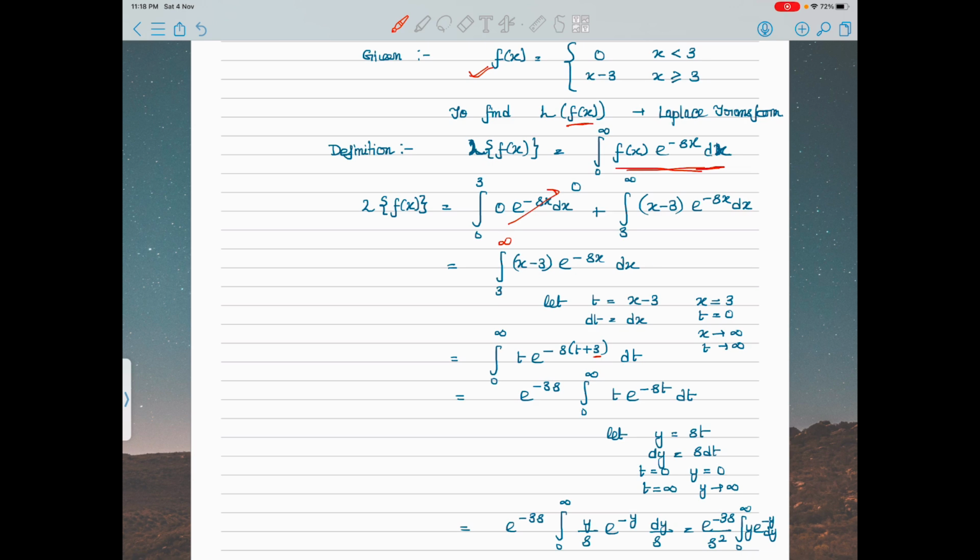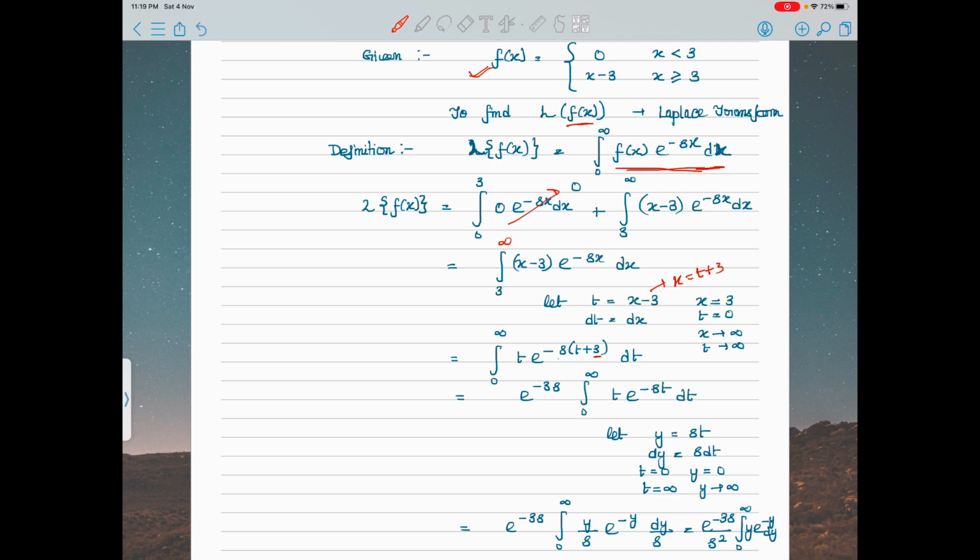Now let us solve this particular integral. I have substituted t as x minus 3, so dt will be equal to dx because minus 3 is constant. Now for the limits, if x is equal to 3, then t is 3 minus 3, which is 0. If x tends to infinity, then t tends to infinity. Therefore the limits become 0 to infinity. x minus 3 is nothing but t, e to the power minus sx. Now x comes out to be t plus 3, so that is what I have written: e to the power minus s(t plus 3) dt.